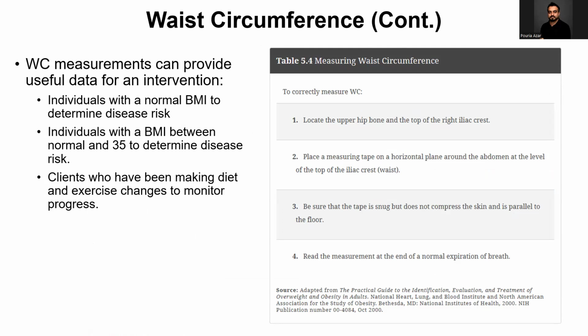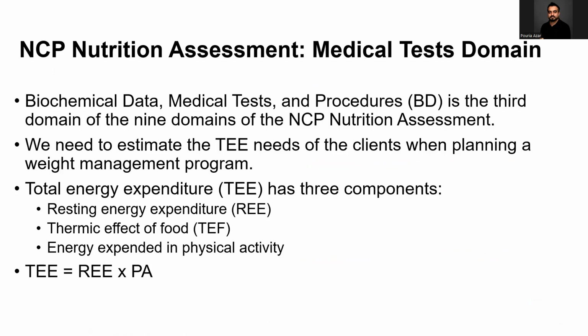Waist circumference measurements can provide useful data for an intervention: for individuals with a normal BMI to determine disease risk, for individuals with a BMI between normal and 35, and for clients who have been making diet and exercise changes to monitor progress.